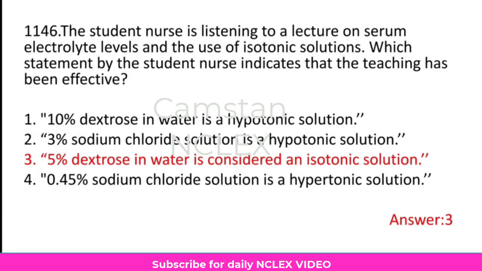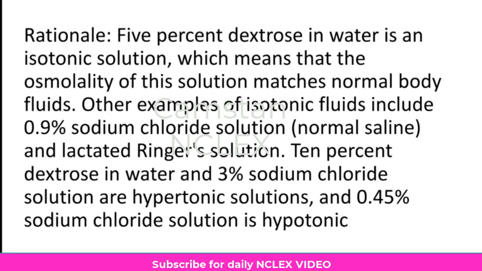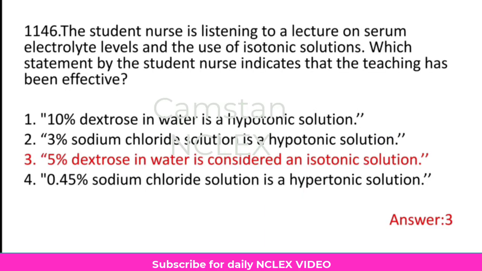So here the right answer is option 3, that is, 5% dextrose in water is considered an isotonic solution. And the rationale behind it is, we have already discussed that 5% dextrose in water is an isotonic solution. That means the osmolarity of the solution matches the normal body fluids, and examples are 0.9% sodium chloride and Ringer lactate. So here the right answer is: isotonic solution includes dextrose 5%.